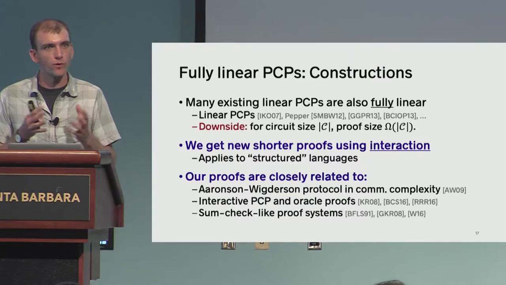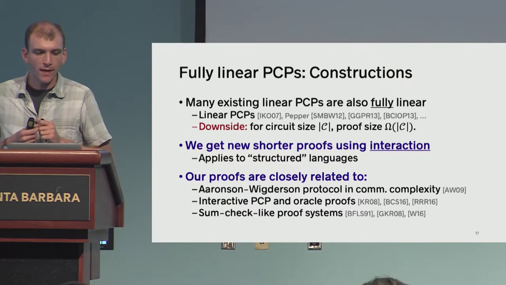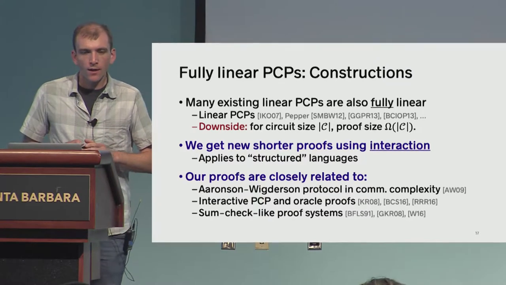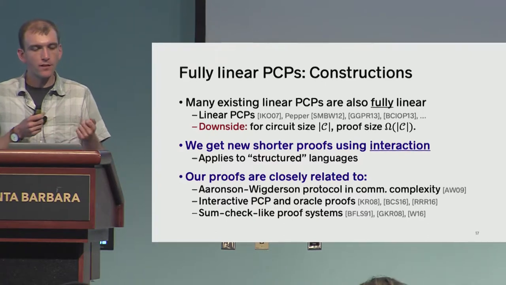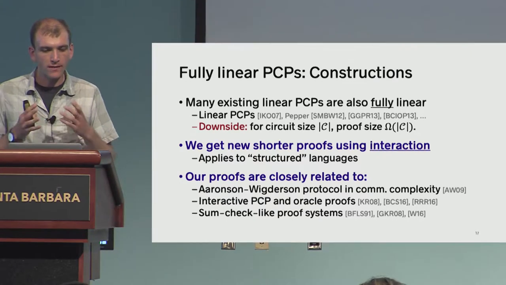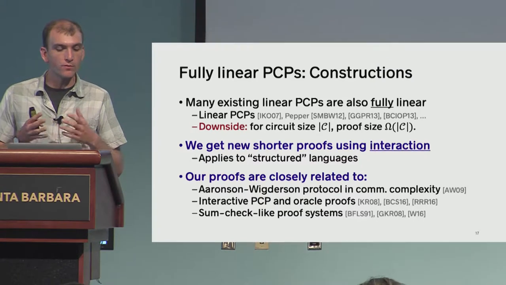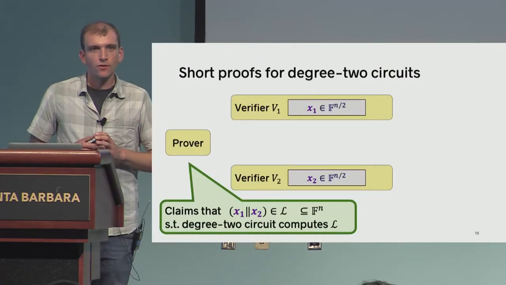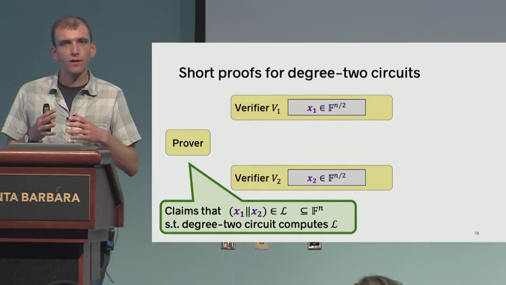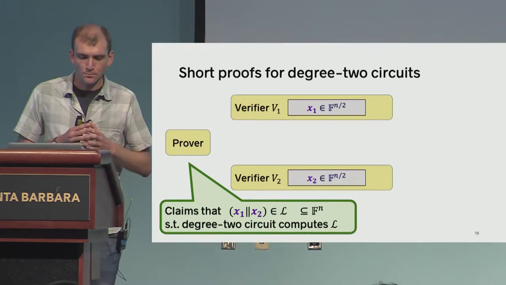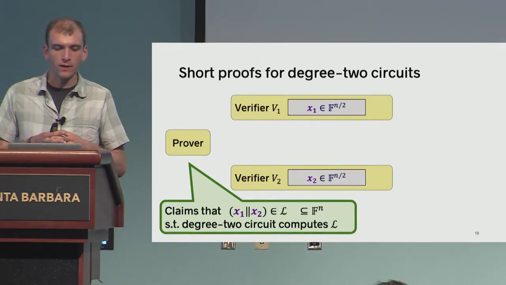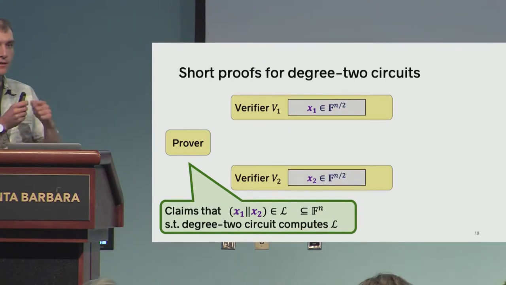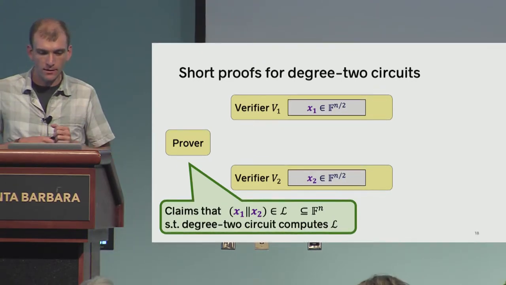So our idea here is to get shorter proofs using interaction between the prover and the verifiers. And this set of techniques we have works when your language is simple in a way I'll describe. This notion of using interaction to shrink the proof size is used in a bunch of different places in related ways. So communication complexity protocols and interactive oracle proofs and sumcheck-like proof systems all use very similar ideas to the ones that I'll describe. I don't have time to go into the full details of how this works, but I want to give you a flavor of how we get sublinear size proofs using interaction. So taking just the example of a degree two circuit, say your language is recognized by a degree two circuit, and the prover is trying to convince the verifiers, again, who hold pieces of the input in distributed fashion, that some degree two circuit accepts this input.